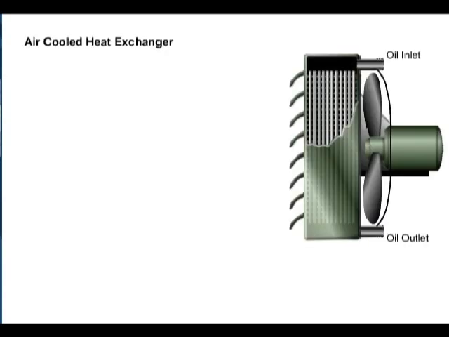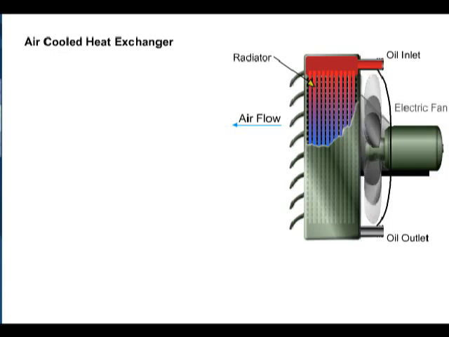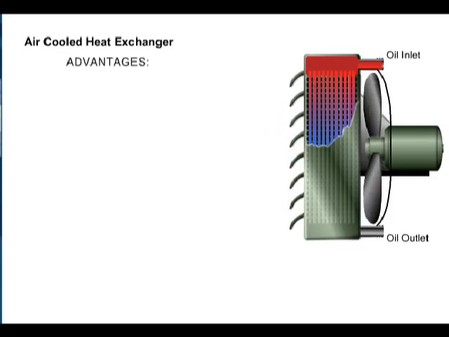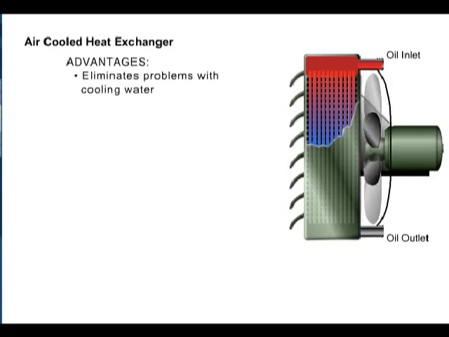Air-cooled heat exchangers consist of a steel radiator core through which oil flows while a strong blast of air passes across the core. In industrial applications, the air is pushed by an electric motor-driven fan. The advantages of this type of air-cooled heat exchanger are they eliminate problems associated with cooling water, they have low installed costs, and the dissipated heat can be reclaimed.